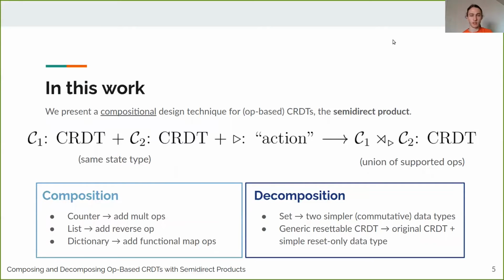We can also use our semidirect product for decomposition, by which I mean taking an existing CRDT design and exhibiting it as a semidirect product of two simpler CRDTs, often commutative data types, which are the simplest type of CRDT. For instance, if you have a set CRDT, we show how to decompose it into two simpler commutative data types, one that only has add operations and one that only has removes. And likewise, with some generic resettable CRDT designs, we decompose them into the non-resettable and the resettable parts.